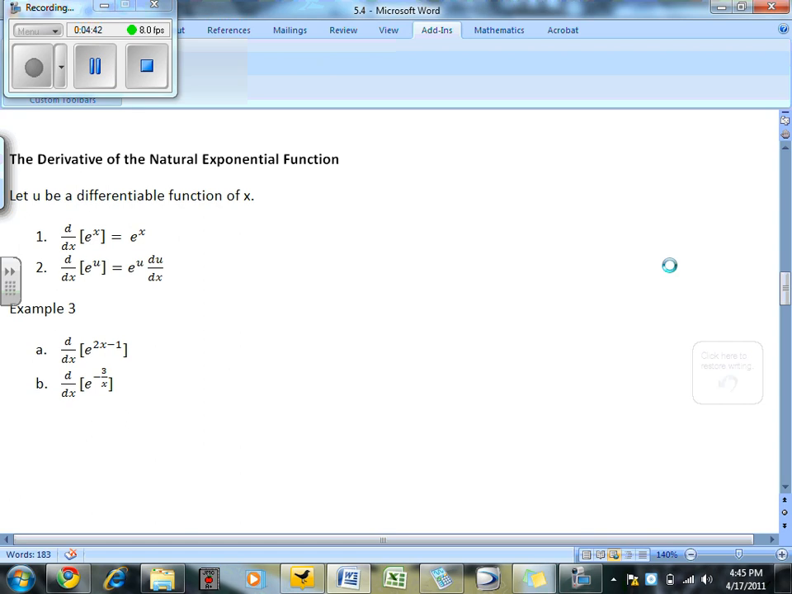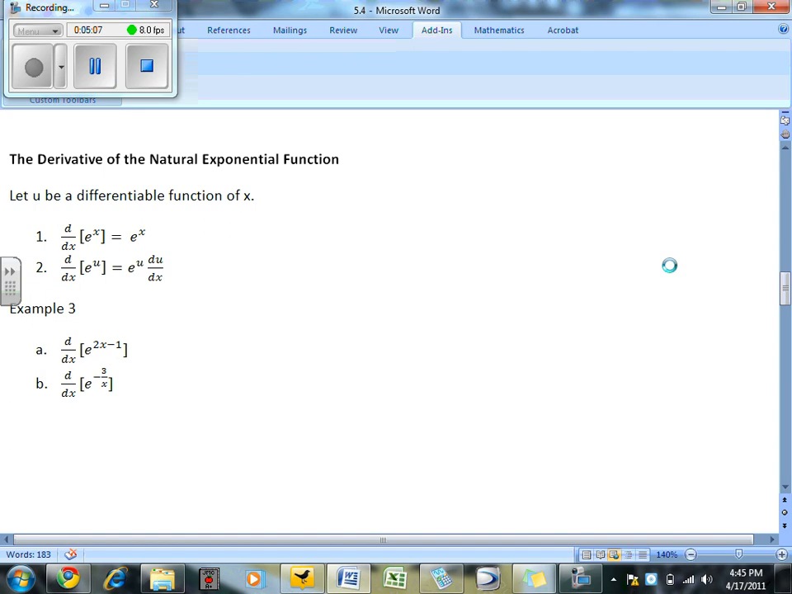And then today we're going to talk about the derivative of the natural exponential function. All right. And these are actually pretty easy. If we're just left with an x in the exponent, then it's just e to the x. Now, if we have something else in the exponent, we can make whatever's in the exponent your u and do our u substitution stuff, which I'll show you down here in the example.